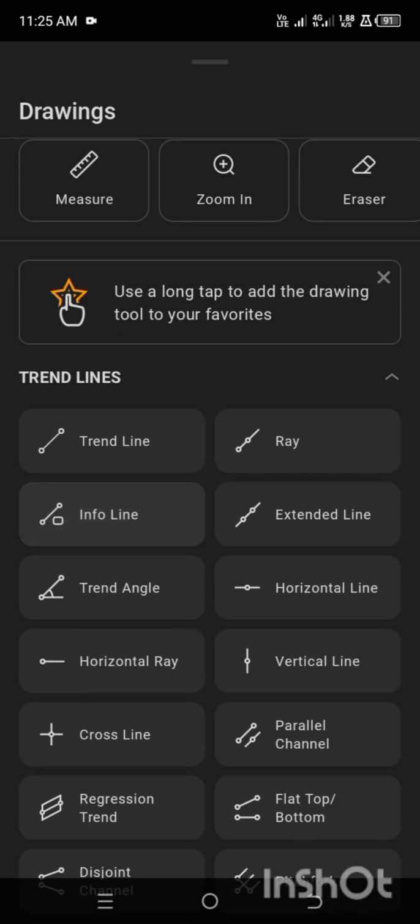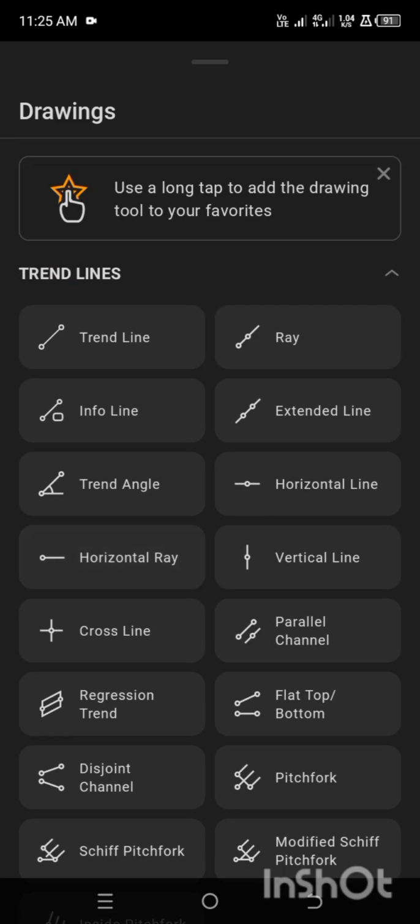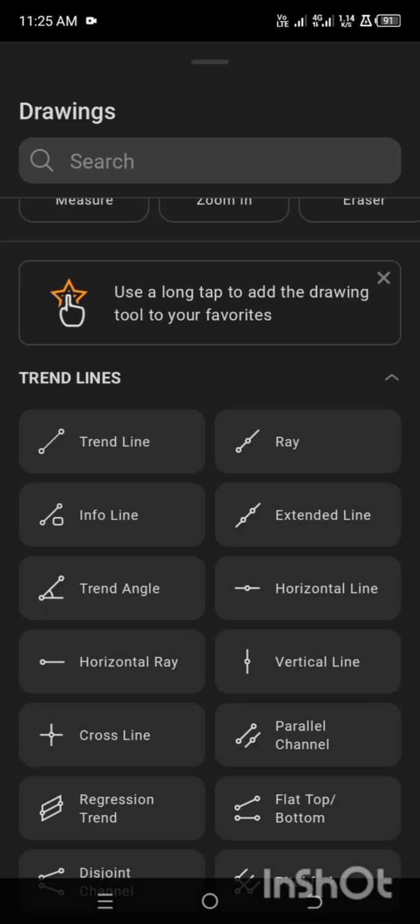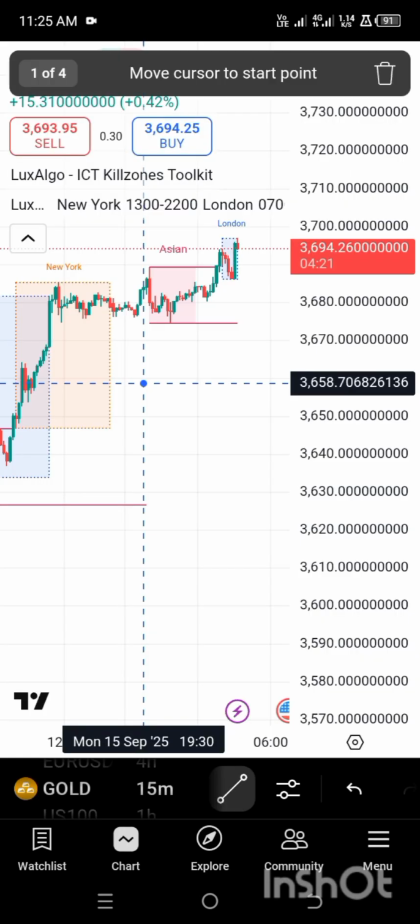For example, you can find the trend line. The trend lines are here, the ray, the info line, the extended line, the horizontal line, the horizontal ray, the parallel channel. Let's now look at the trend line, for example.